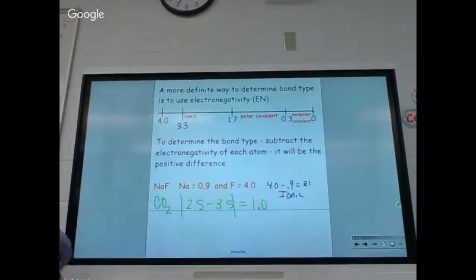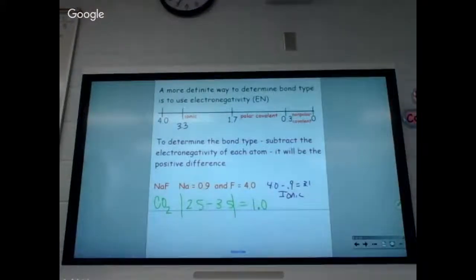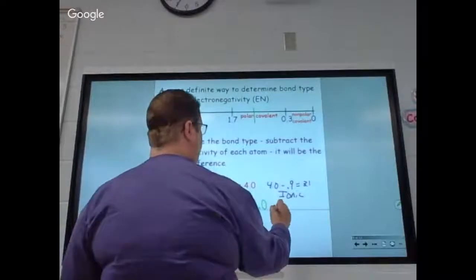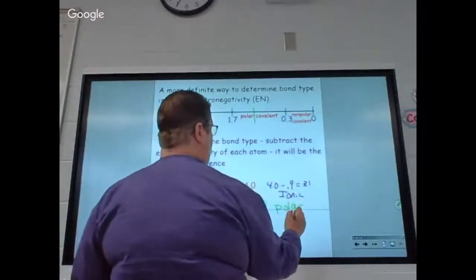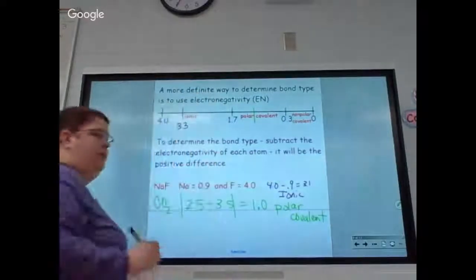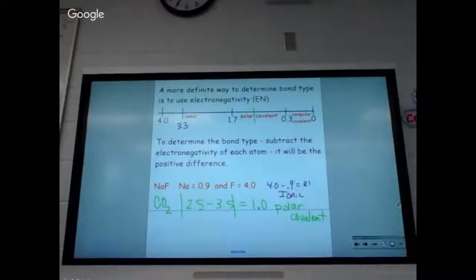Doesn't matter if it's positive or negative. We just want the positive difference. So put it in absolute values in your head. You don't actually have to draw the absolute values. So you get a difference of 1. Where does 1 fall on that number line up there? Polar covalent. So this one is polar covalent. Questions about what that chart means to do to find the bond type?